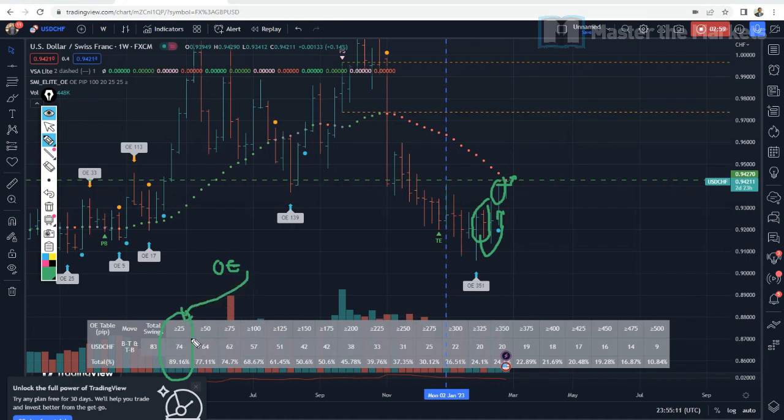in our previous video. So that's a 90% probability you'll get to 25 pips from the confirmation bar, the weekly confirmation bar, because I'm looking at a weekly time frame.